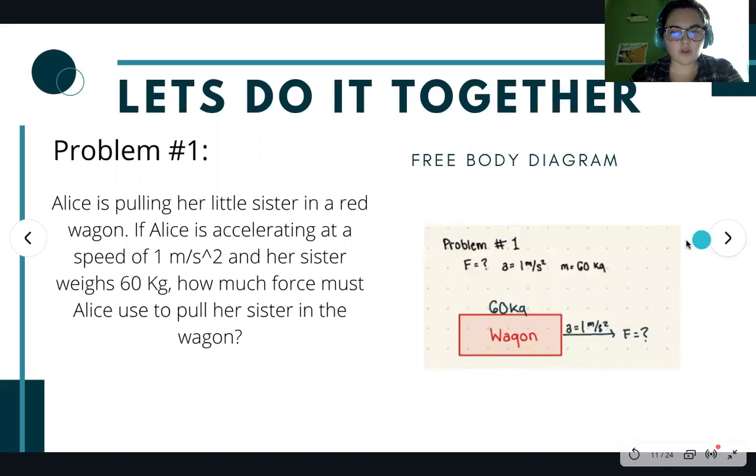So then we're going to draw our free body diagram. This is a very simple one that works for me. Draw it however makes sense to you. In general, you have the wagon. You can draw a fancy wagon, just a box is fine. It has 60 kilograms because that's how much weight is in the wagon. And then your force. You don't know how much it is.